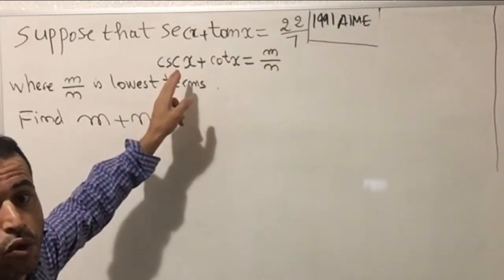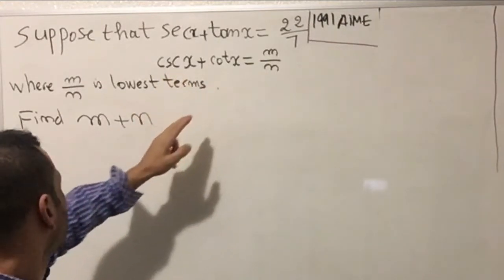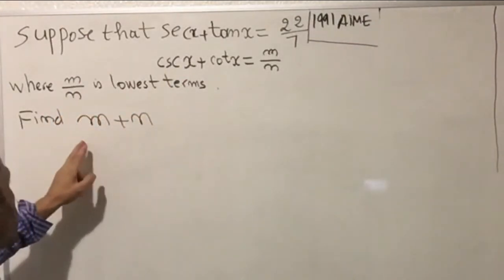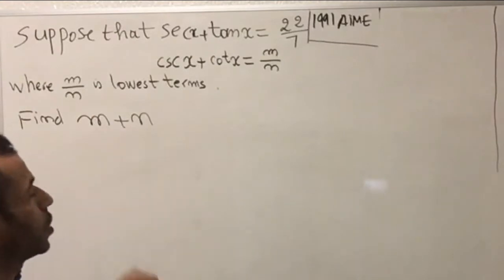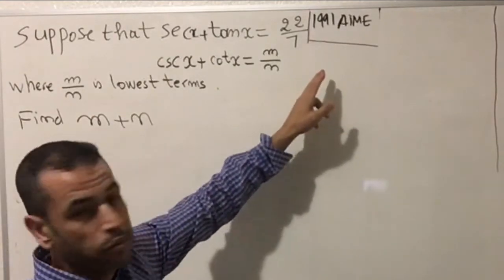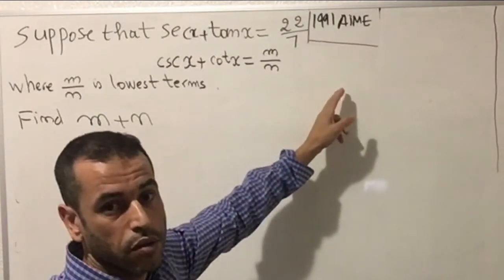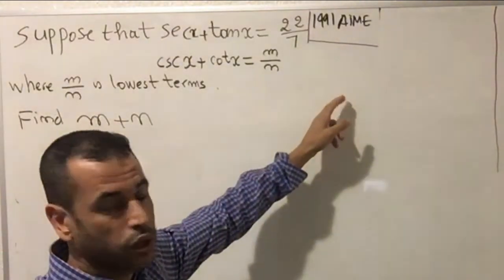Cosecant x equals 1 over sine x, okay? Where m over n is in lowest terms. Find m plus n, okay? This is a problem from AIME 1991, American Invitational Mathematics Examination, okay?